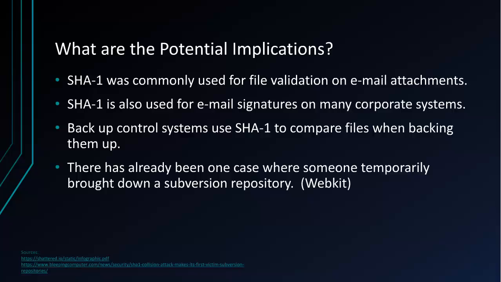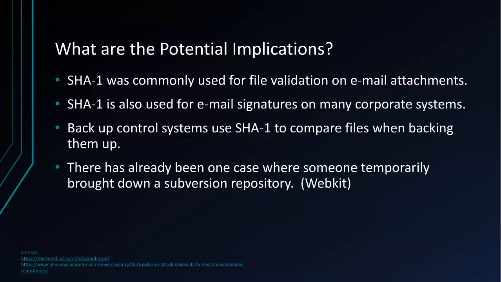SHA-1 is commonly used for file validation on email attachments, so it could be used to get a malicious email attachment in through a spam filter. This could be used for a phishing attack, or something along those lines. SHA-1 is also used for email signatures on many corporate systems.